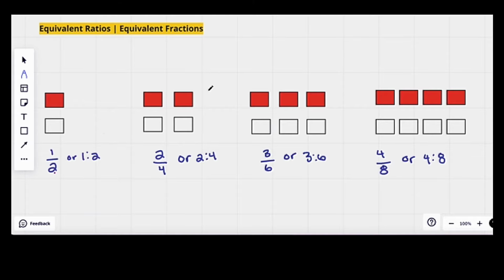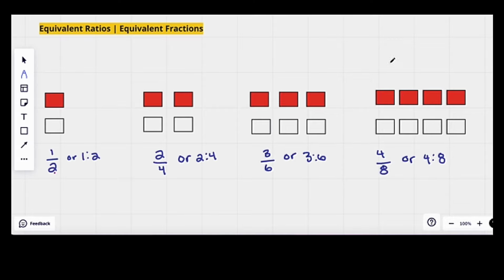Over here we've got 2 out of 4 because we have 4 squares in total and 2 have been colored red. That's why we have 2 out of 4, or 2 to 4. We've got 3 out of 6, so 3 over 6. 3 because 3 are colored in red. 6 is because we have 6 in total. And if we write it in ratio format, we've got 3 to 6.